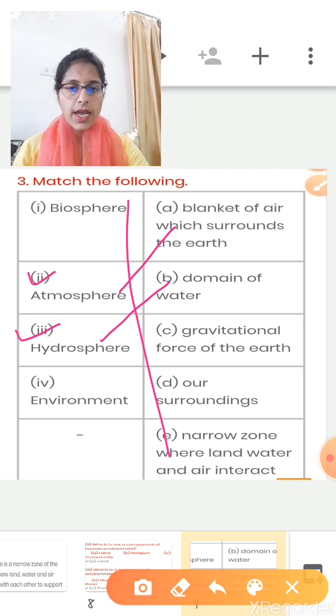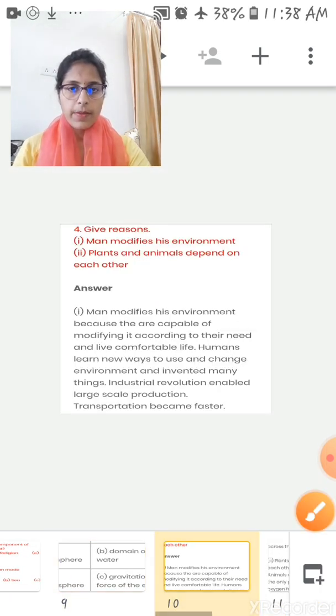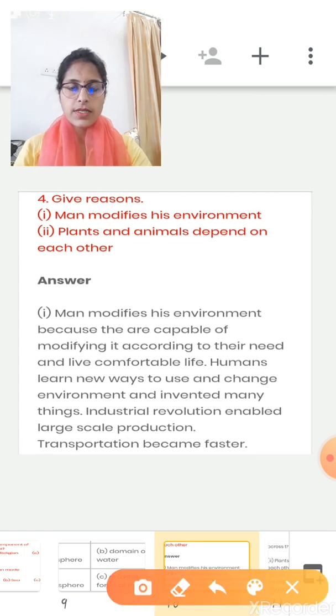The last one is the environment. So what is the environment? Our surroundings or the conditions in which an individual or organism exists are referred to as the environment. Okay, now just move on to the next. Give reasons. So the first give reason is, man modifies his environment.